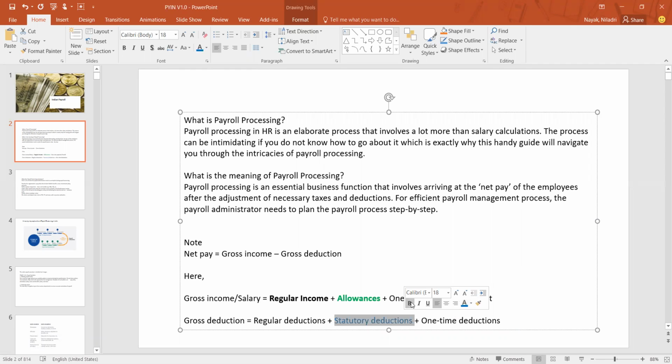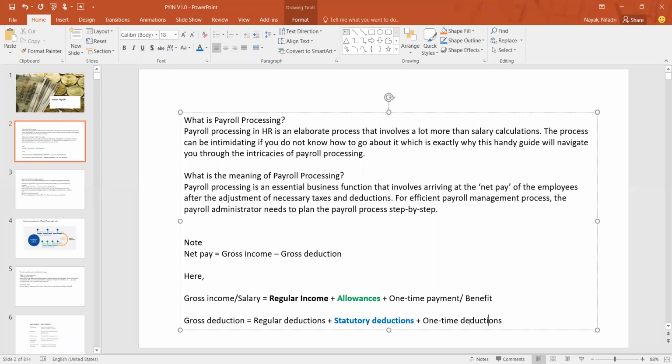Similarly, we have something called one-time deductions as well, which are optional. One-time deduction is like, suppose you have taken a salary advance due to some reason at home, and after a period of time your employer would like to recover that. That amount can be recovered at a later point of time, and that is an example of one-time deduction, or any kind of additional deduction your company makes from your salary.